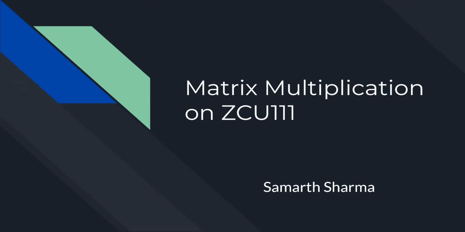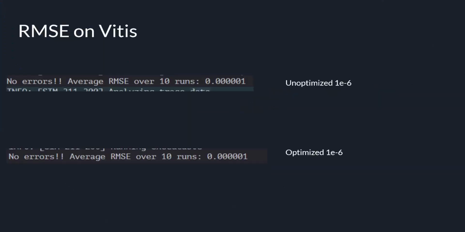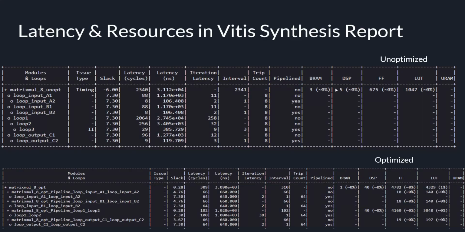So hello everyone. Now let us start by analyzing the different results obtained. For the 8 by 8, these were the results we obtained. The RMS error was 10 to the power minus 6, and the latency reports from Vitis HLS look something like this.